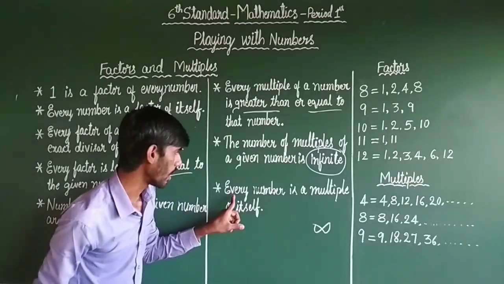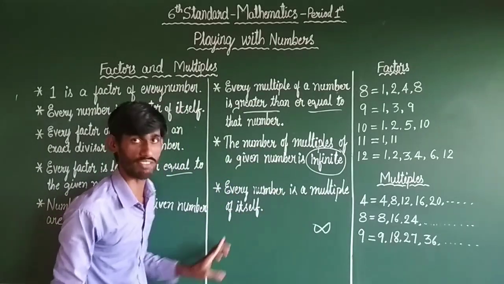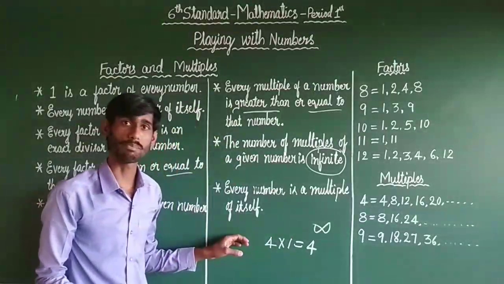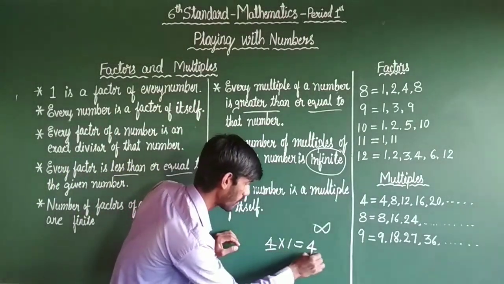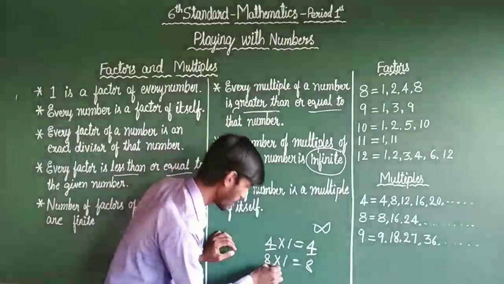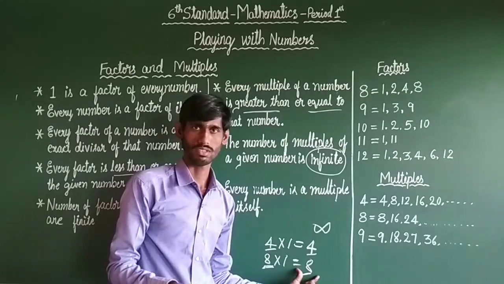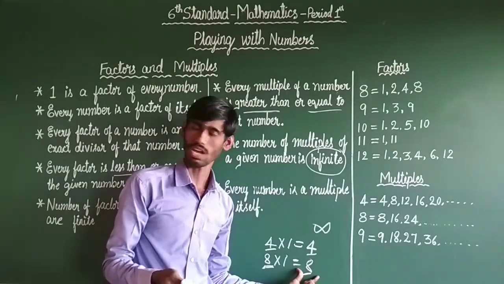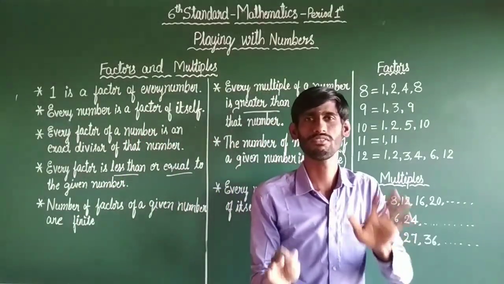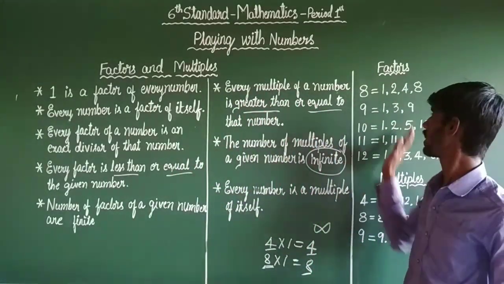Next one: every number is a multiple of itself. Of course, it is right. For example, 4 ones are 4. Multiple of itself. Observe here, here is 4. 8 ones are 8. Observe here, 8, multiple of itself. The same number comes. Okay, the same number repeats. Are you clear, Chotu? Multiple of itself. This is a very important and also very easy property of factors and multiples, and here are examples.